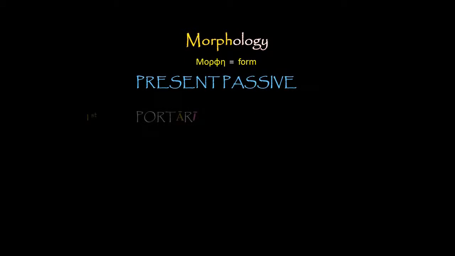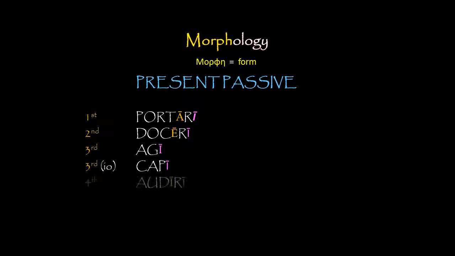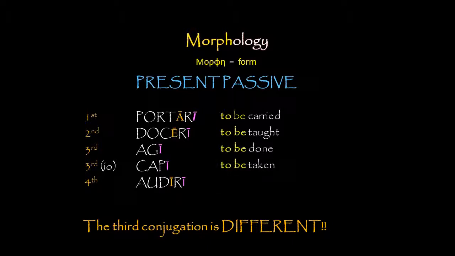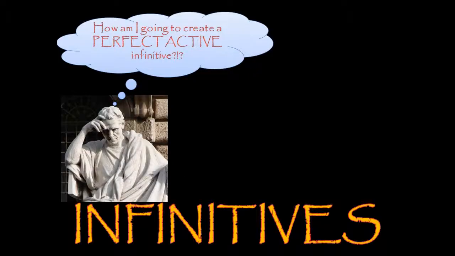To form the present passive infinitive in the first, second, and fourth conjugations, drop the final E of the second principal part and in its place put a long I. For the third conjugation, drop the entire ERE and put an I in its place. Remember, the third conjugation is very different. So that's the present active and present passive infinitives.